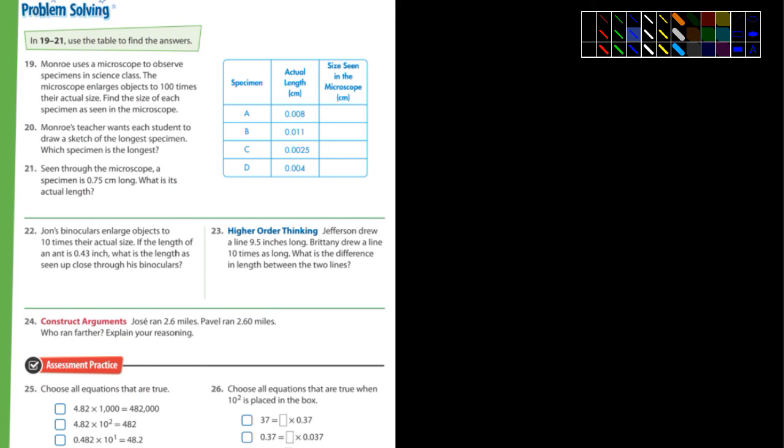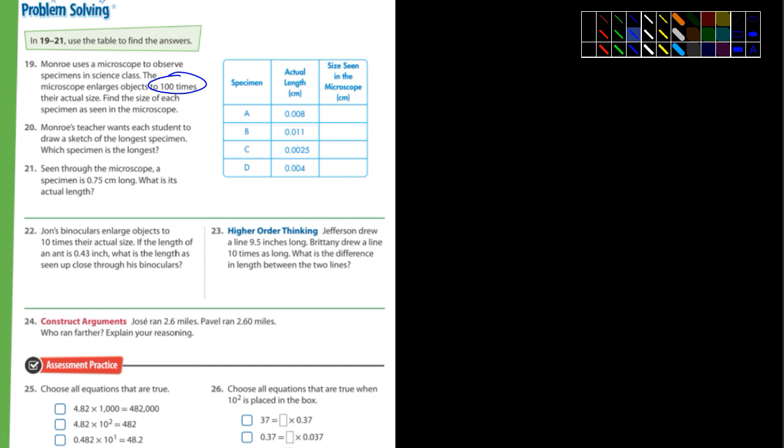If I don't hurry it up, it's going to be a 20-minute video. Monroe uses a microscope to observe specimens in a science class. The microscope enlarges objects 100 times. That tells me right there it's going to be 2 decimal places. Find the size of each specimen as seen in the microscope. So in other words, you're going to be multiplying everything by 100. And then it says, Monroe's teacher wants each student to draw a sketch of the longest specimen. Which specimen is the longest? In other words, what's the largest number?